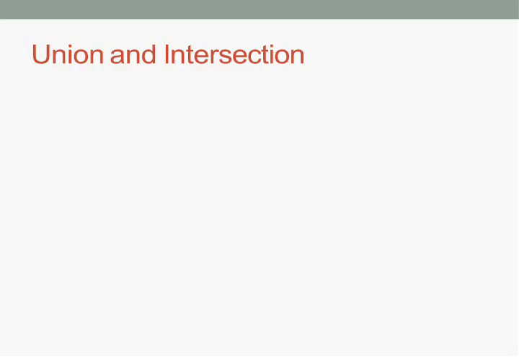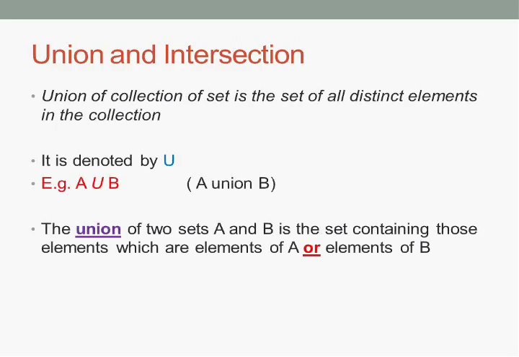Union and intersection. In set theory, the union of a collection of sets is the set of all distinct elements in the collection. It is one of the fundamental operations through which sets can be combined and related to each other. Example, A union B. Particularly, the union of two sets A and B is the set containing those elements which are elements of A or elements of B.